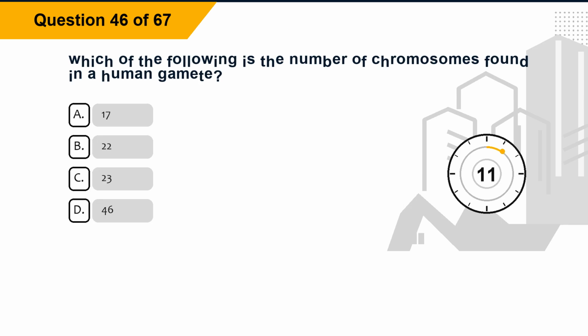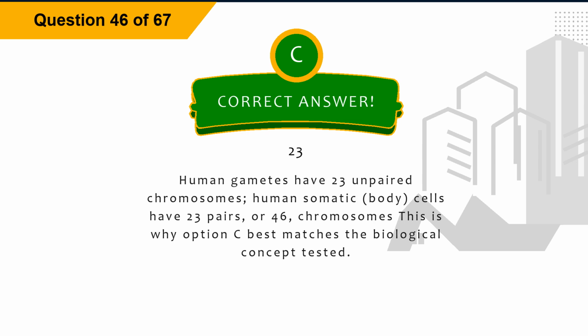Question 46. Which of the following is the number of chromosomes found in a human gamete? Option A, 17. Option B, 22. Option C, 23. Option D, 46. The correct answer is option C, 23. Explanation. Human gametes have 23 unpaired chromosomes. Human somatic body cells have 23 pairs, or 46, chromosomes. This is why option C best matches the biological concept tested.